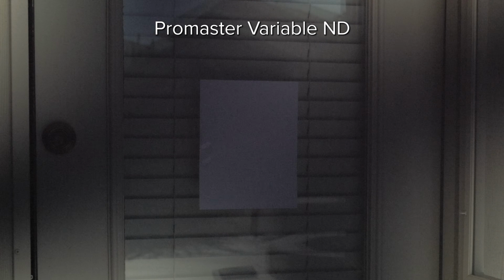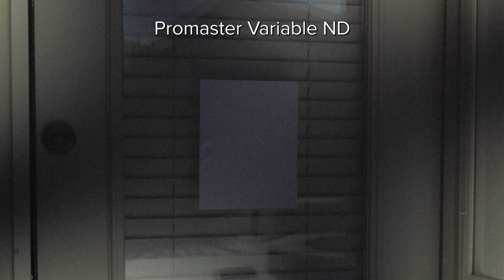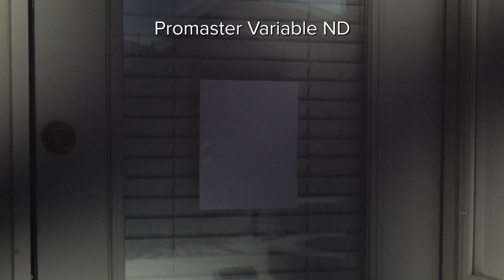Here's an ugly looking shot from the ProMaster. Now, this is at maximum ND on the ProMaster. It can actually go darker, but it's not even usable. It's just a black hole right in the center of the image. But this is the kind of weird cross effect you can get with some of these variable NDs that say they go really, really dark.